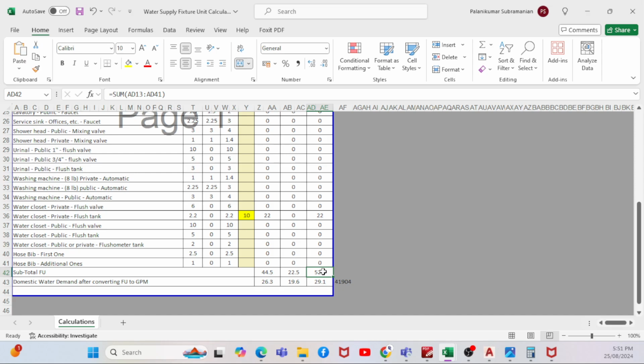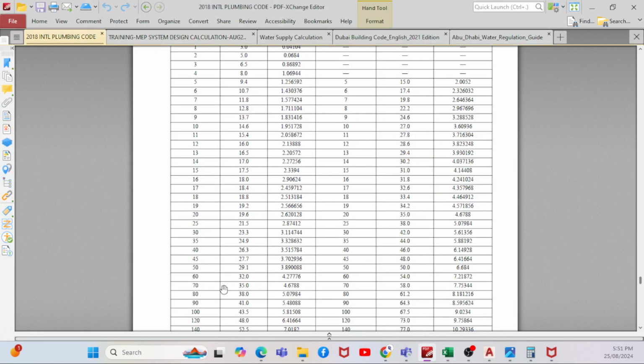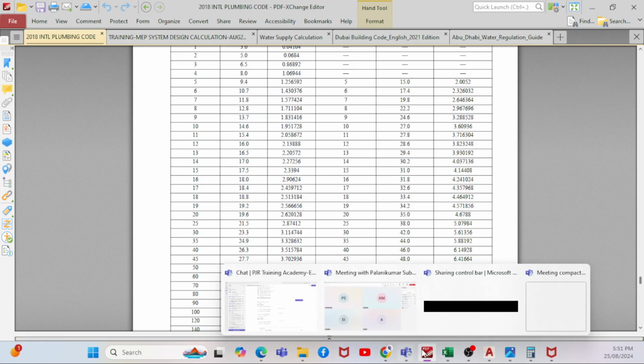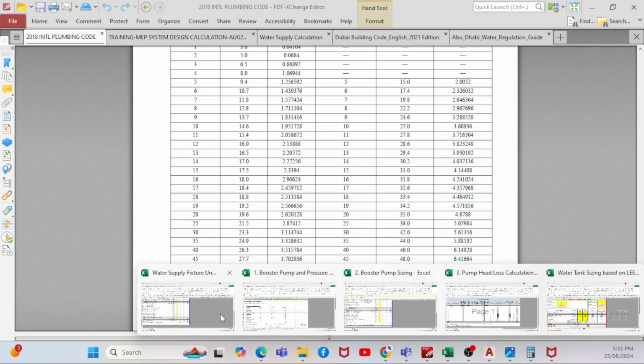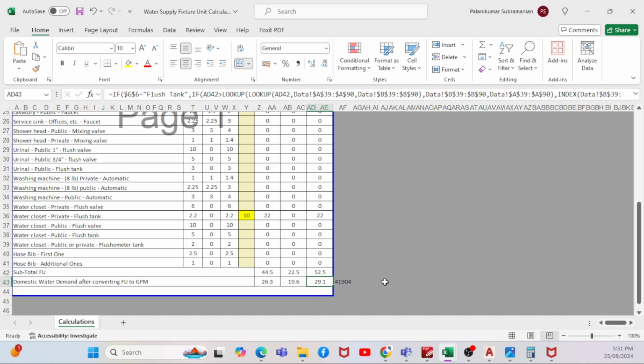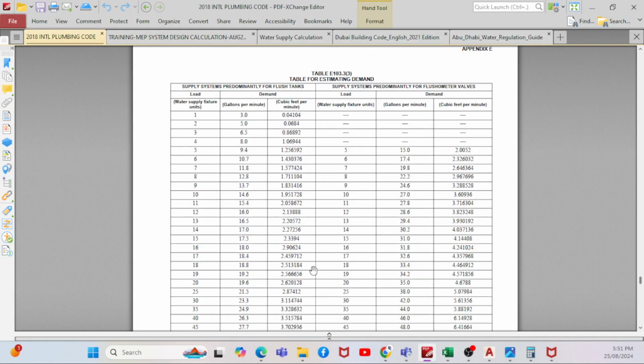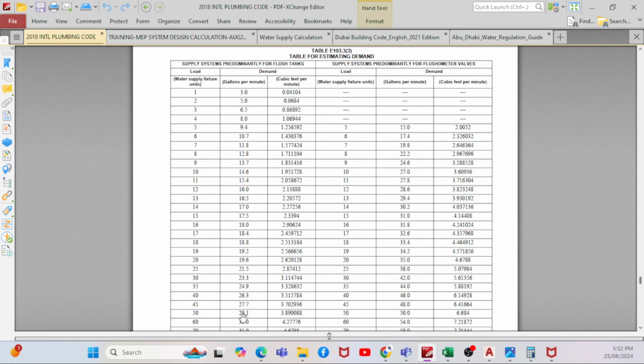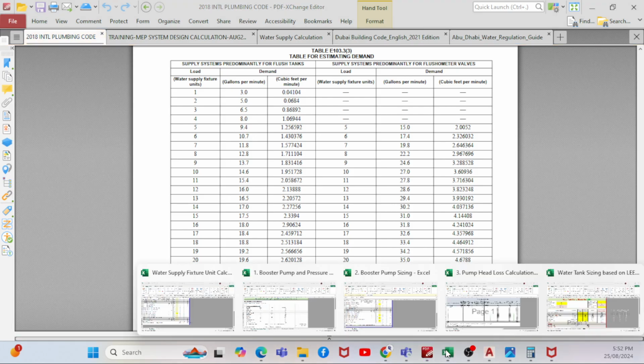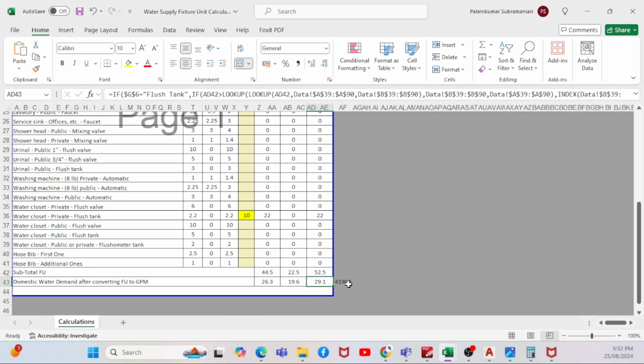This is a fixture, right? So when I convert from fixture units to gallons per minute, this is my gallons per minute as per the chart: 29.1. If you go to the chart, you can see 29.1. Actually, they have taken the value 29.1 directly for the 50, right? Can you go to the chart and see what is written? This is the load and this is the gallons per minute, GPM. So you can take the flow rate from here directly.